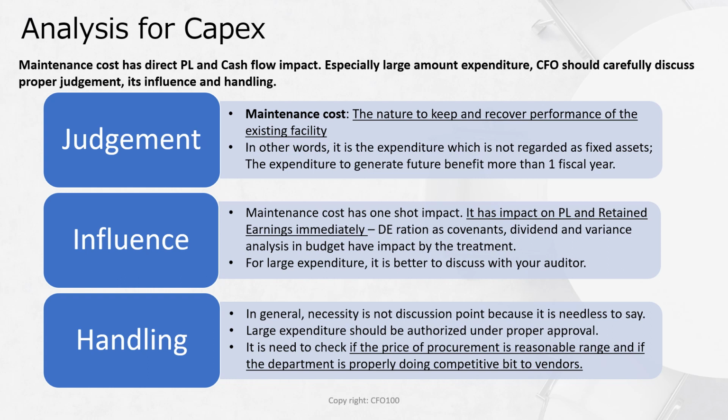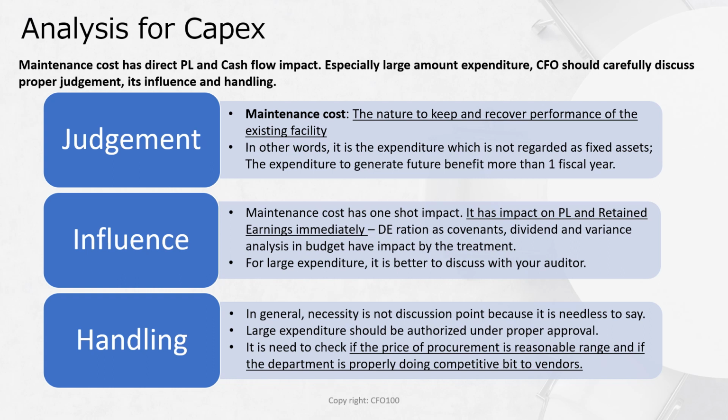In addition to that, it is needed to check if the price of procurement is in a reasonable range and if the purchasing department is properly doing a competitive bid to vendors. Because it is a routine activity at the company, the expenditures are sometimes not assessed properly and the money is paid to vendors without sufficient competition. So, there may be room to improve the procurement process and the negotiation process for that expenditure.